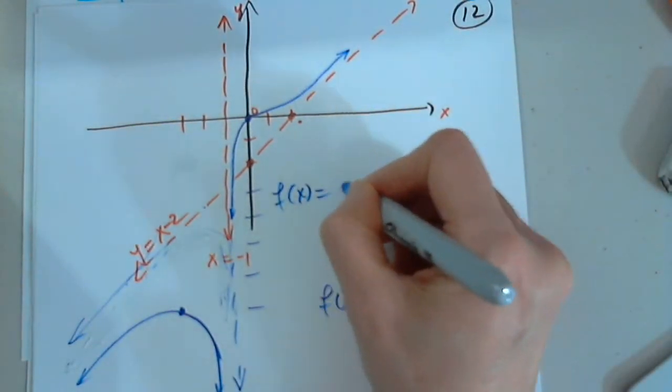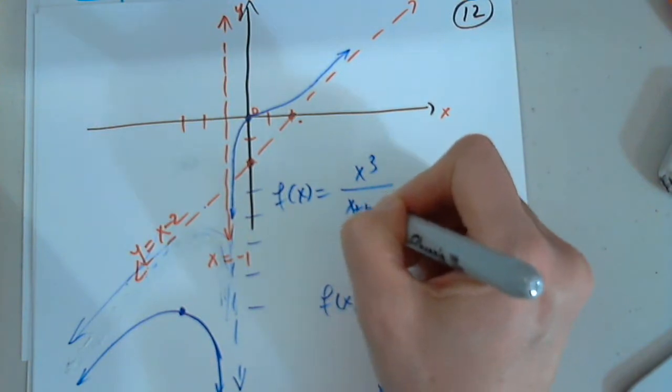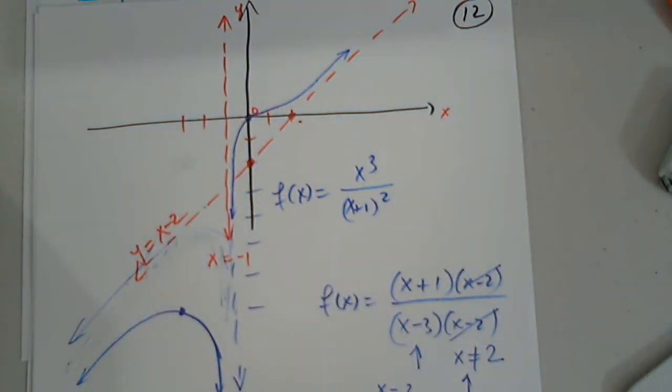So this is f of x, which is x cubed over (x plus 1) squared. Thank you very much. And yes, when you graph this function with a graphing calculator, I want to show that. Thank you for saving me.